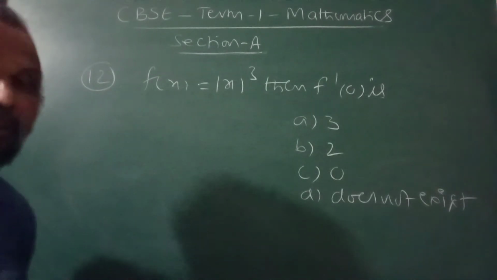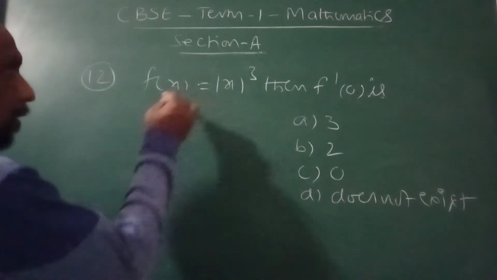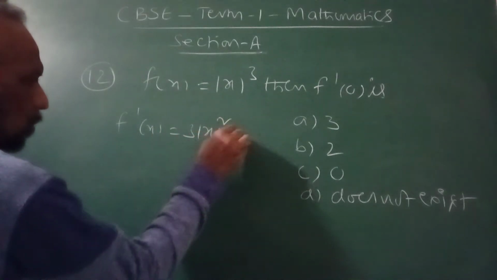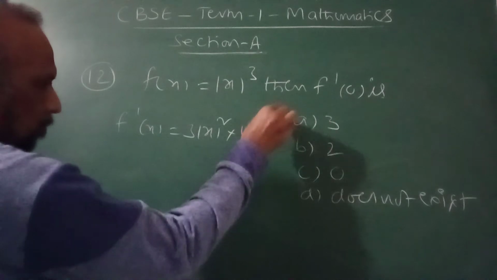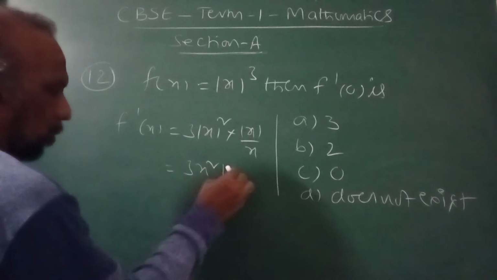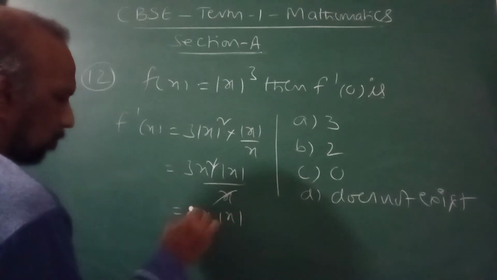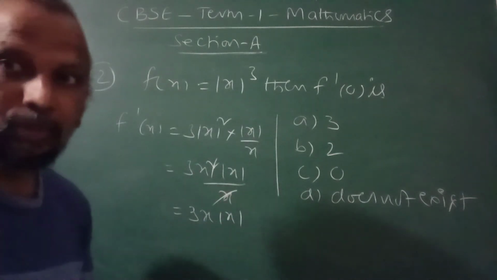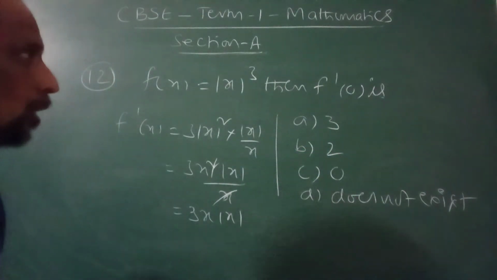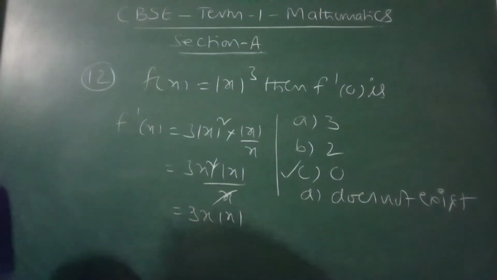So when they are asking f dash of 0, clearly that will be answer 0 only. I can write f dash of x. To differentiate this, 3 into mod x whole square, derivative of mod x is mod x by x. Now mod x square is nothing but x square, so it comes 3x square into mod x by x. So 3x into mod x. At 0, even if you take left derivative or right derivative, it gives 0 only. Correct. So that is the reason f dash of 0 is 0. Option C.